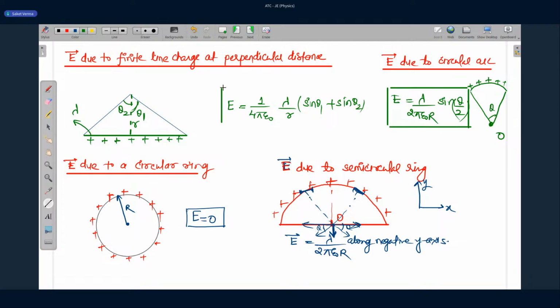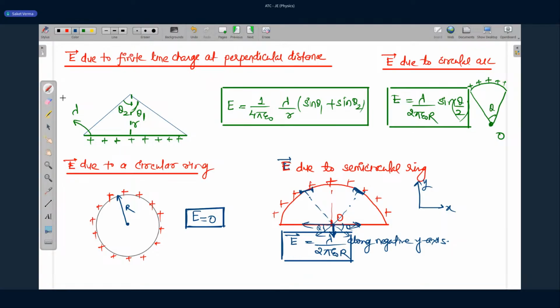So these are the formulas that you should remember to solve the problems directly. Otherwise, you will face problems solving them. You will not be able to solve them within the time limit. These are some important formulas for electric field in different situations, whether it is a ring, a straight line, or a circular arc. So these are the points for which you can calculate the electric field.